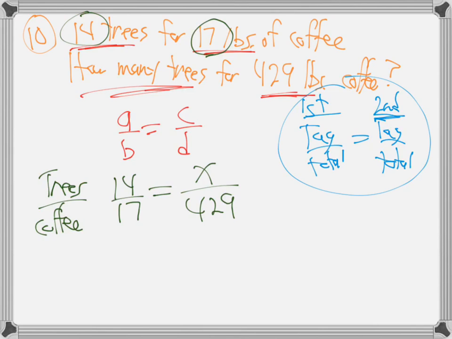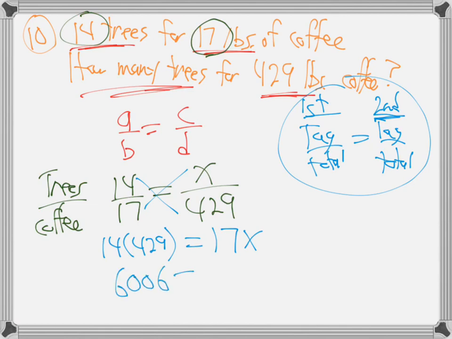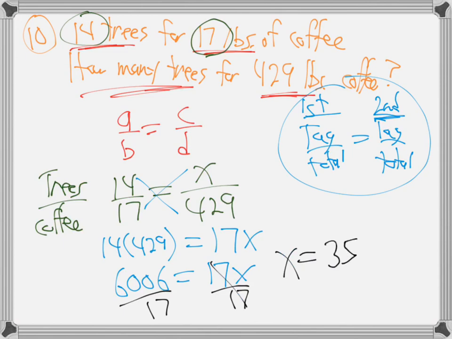So how do we solve this equation? Cross multiply. 14 times 429 is 17 times x. Somebody got a number there? 6006 is 17x. Last step to get x alone. Divide by 17, x equals 353.29, so it says round, so 353. There we go. That's all we have time for.